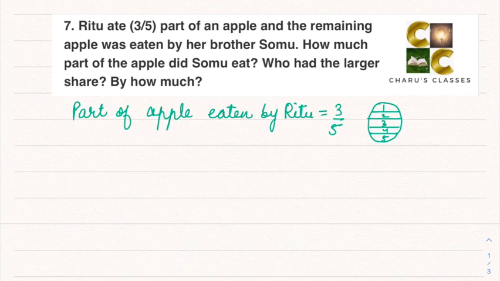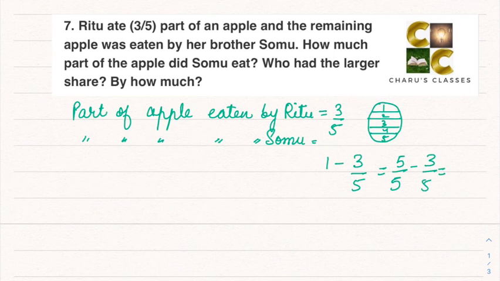They have asked how much is the part of apple eaten by her brother. So part of apple eaten by Somu. There is one whole apple and out of it 3/5 was eaten by Ritu. So what is left is 1 minus 3/5. In the fraction 3/5 the denominator is 5, so if we want to make 1 also a like fraction, we can write it as 5/5 so that the denominators become equal. So this will become 5 minus 3, 2/5. That is the part of apple eaten by Somu, that is 2/5.